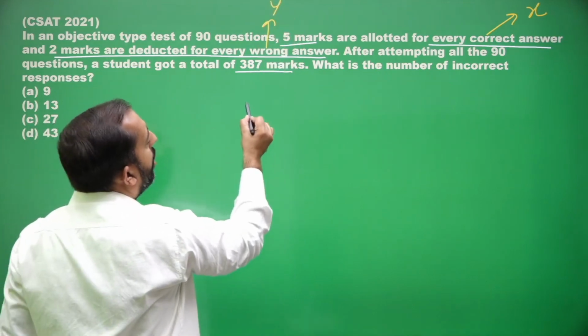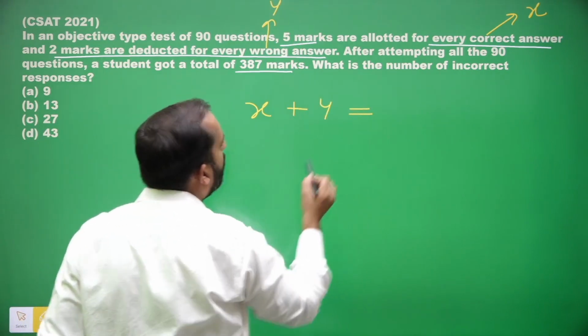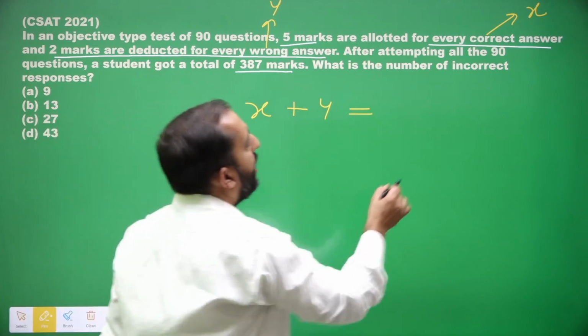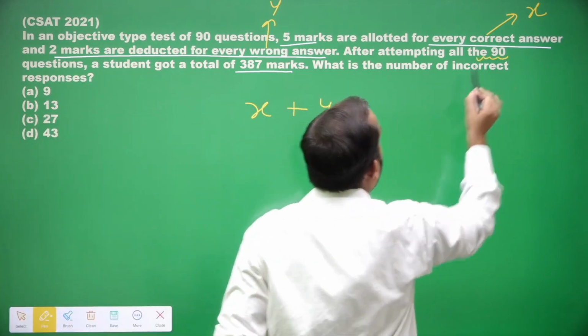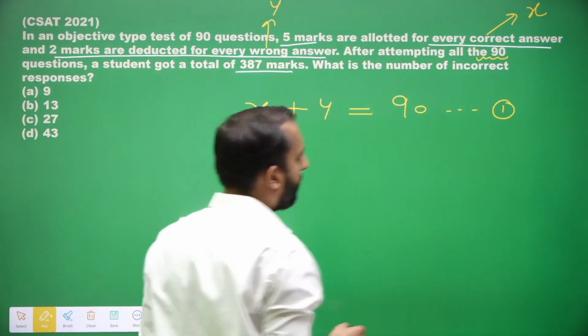So the number of correct problems plus incorrect problems must equal the total problems, and the total number of problems are what? 90. So x plus y must equal 90. This is your equation number 1.